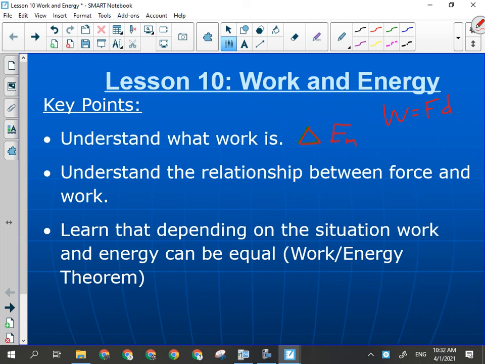Okay. All right, and then learn that depending on the situation, work and energy can be equal. That's the work energy theorem, because when I do work, I change energy. If it's a perfect system, which is what we're going to be dealing with most of the time, okay, then the amount of work I do will be equal to the amount of energy that I put into that system. Okay. All right, is that ringing a bell? Okay, because we're going to be bringing in a lot of stuff that you know, and then one or two little things here that are going to be a bit different.